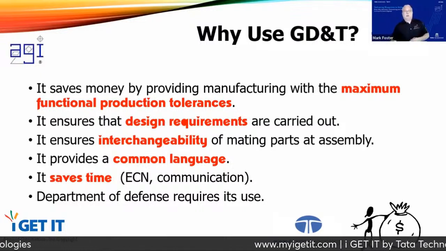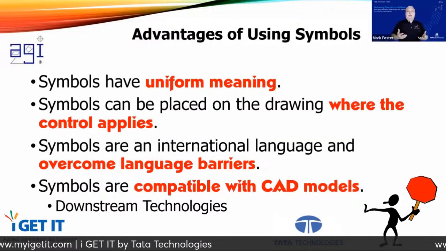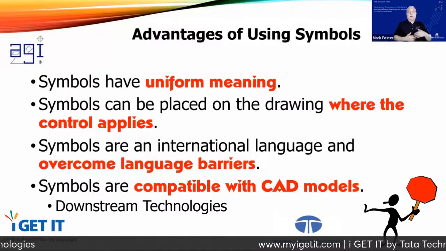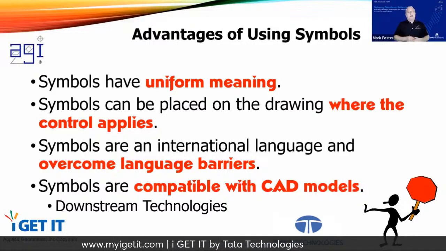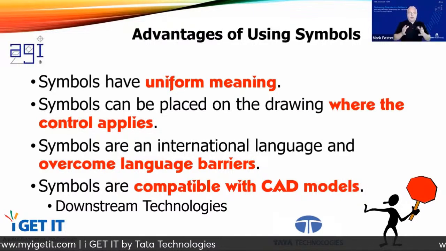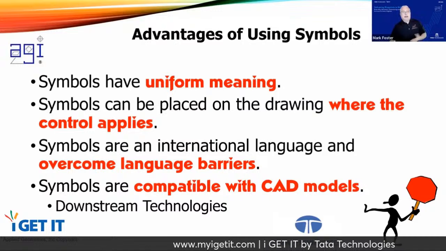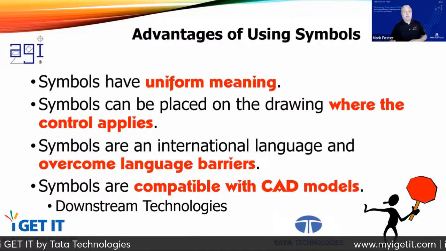In the US, the Department of Defense requires that you use it. That was one of those where I say if your customer requires it. All right. And the other advantage of using GD&T is that it uses symbols to communicate. So once again, overcoming these language barriers, the symbols only mean one thing. Once you know what the symbols mean, that's what they mean forever. And we can put these right on the model or right on the drawing, right where they apply, not off in some notes someplace that somebody's going to misinterpret anyway. Okay. And these symbols are all compatible with your CAD systems, which makes them compatible with downstream technologies like measurement equipment or CNC machining, et cetera.